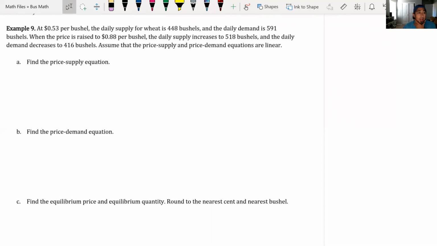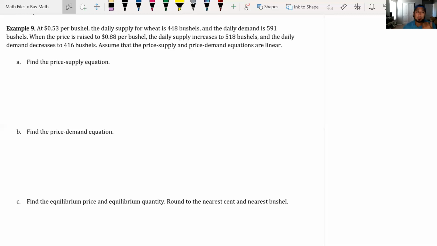So at 53 cents per bushel, the daily supply for wheat is 448 bushels, and the daily demand is 591 bushels. When the price is raised to 88 cents per bushel, the daily supply increases to 518 bushels, and the daily demand decreases to 416 bushels. Assume that the price supply and price demand equations are linear. They are lines, which means we have to create them.